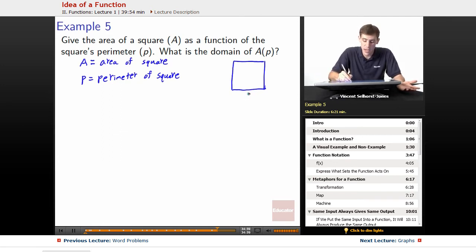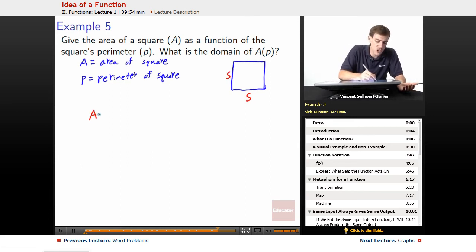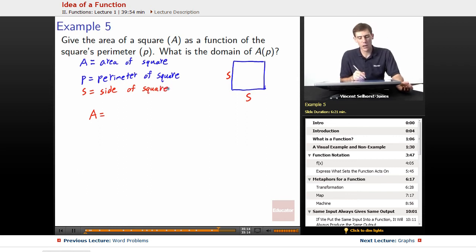Well, it's its side times its side, right? It's its side squared. So the area of a square, now we might as well go back and set up a new variable, right? We didn't have that before, so side of square. So side of square is a way to get our area. So area equals side squared. Now we still want some way to connect the area to the perimeter. So we might not be able to connect them directly, but we've got area connected to sides. Maybe we can connect perimeter to side.